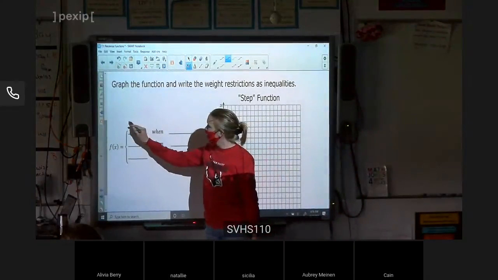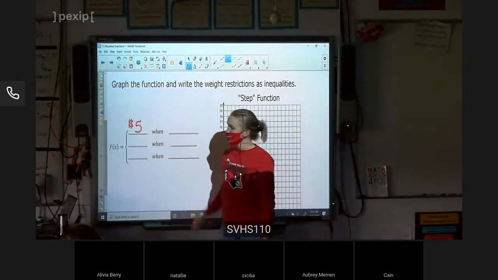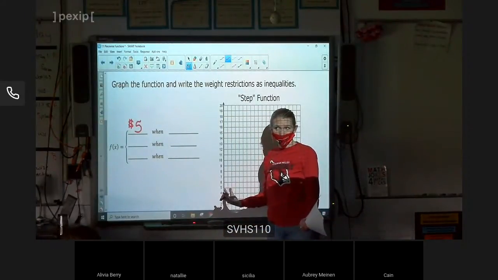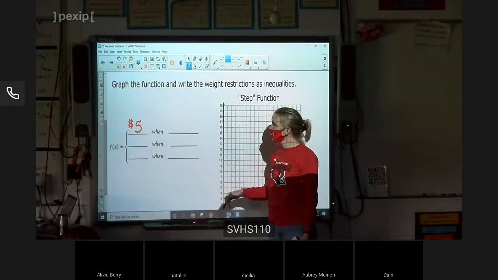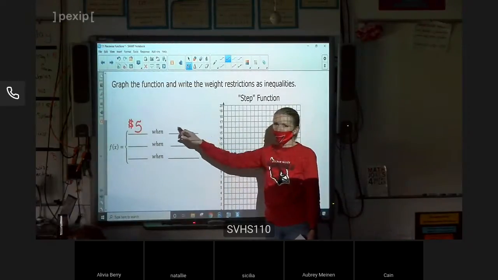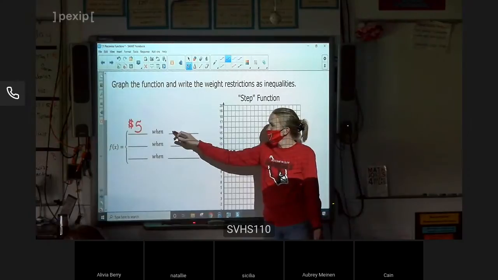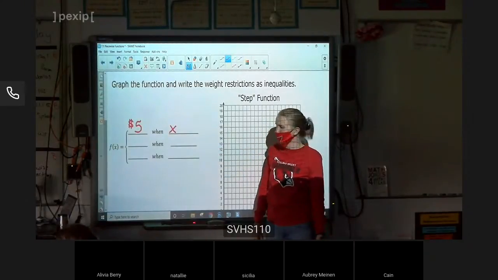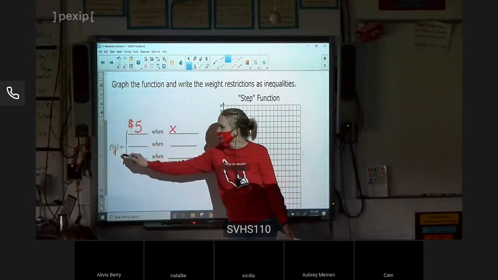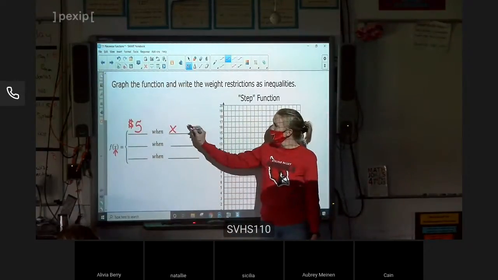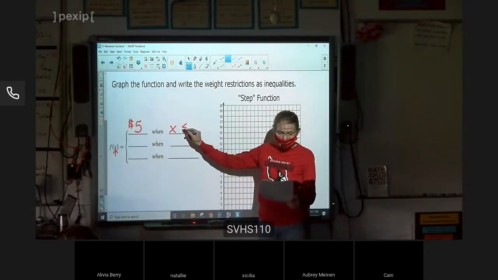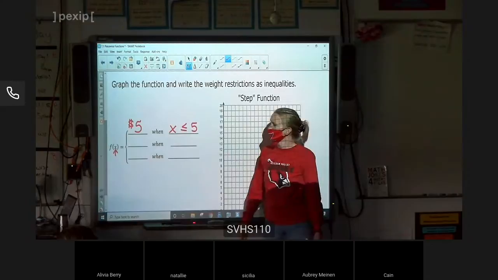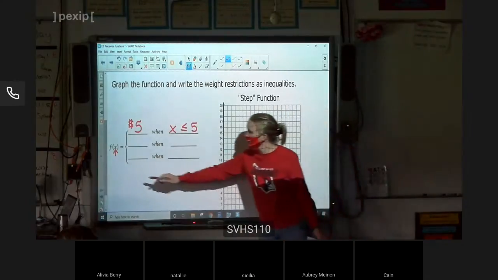So we know that it's $5 when the package is less than 5 pounds, right? So what we want to do is write an inequality over here. I'm just going to say X, when X, that's the weight of the package. You could do W if you want, but because they're using X here, I'm just going to use X for my variable, is less than or equal to, so I'm going to put a sign underneath of it, 5 pounds.